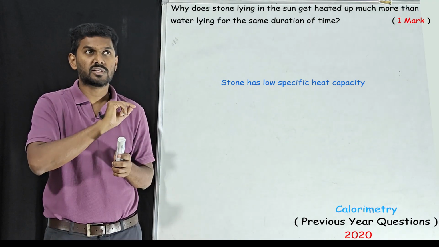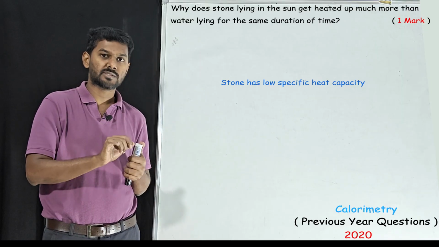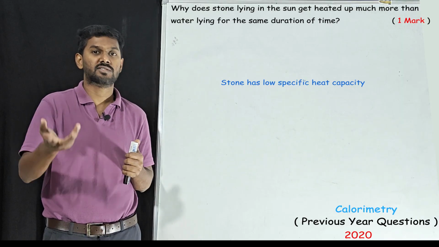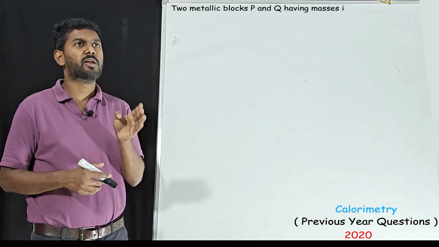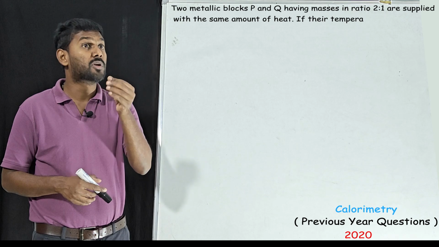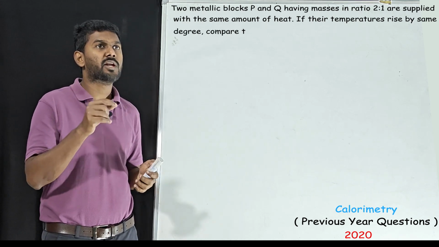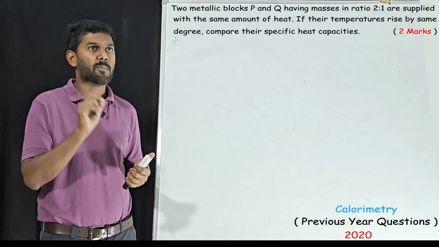So what is the reason for this question? Stone has very low specific heat capacity, that's why it gets heated faster. Our next question: two metallic blocks P and Q having their masses in the ratio are supplied with the same amount of heat. If their temperature rises by the same degree, compare their specific heat capacity.